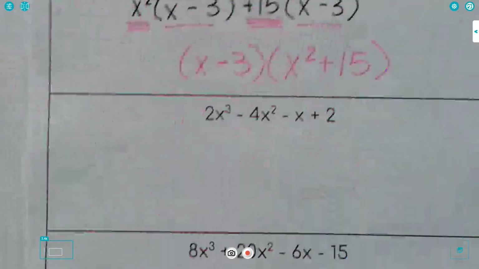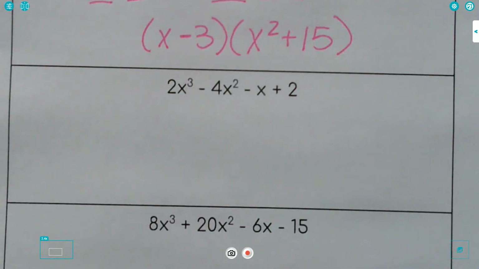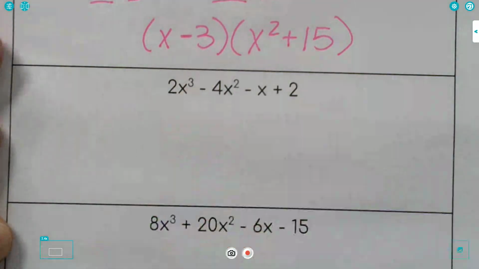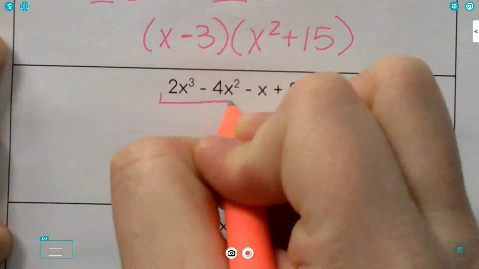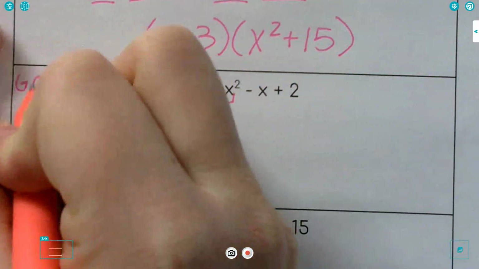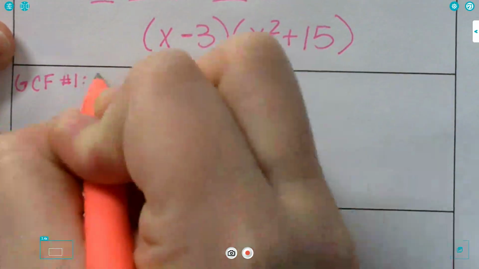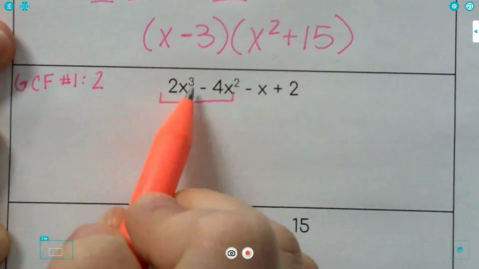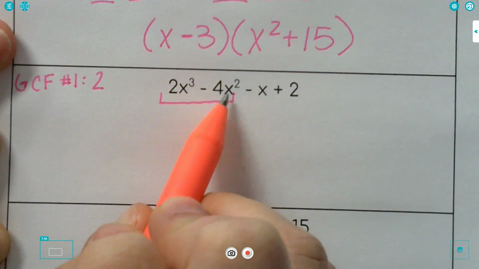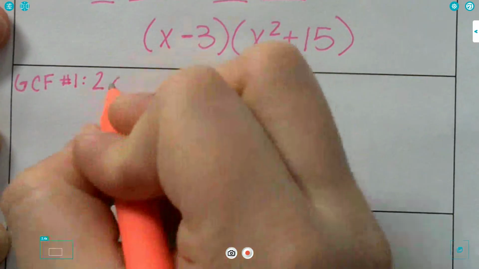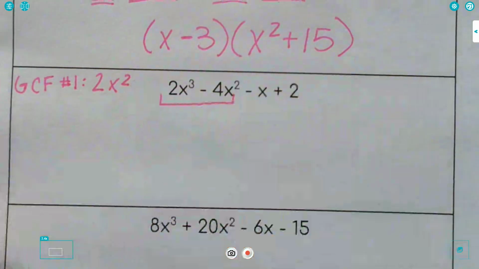Now moving on. So out of my first two terms, I've got 2x cubed minus 4x squared. What can I divide 2 and 4 by? 2. Okay? And I've got x to the third and x squared, so I can pull out an x squared. So my GCF out of my first two terms is 2x squared. Any questions about that?